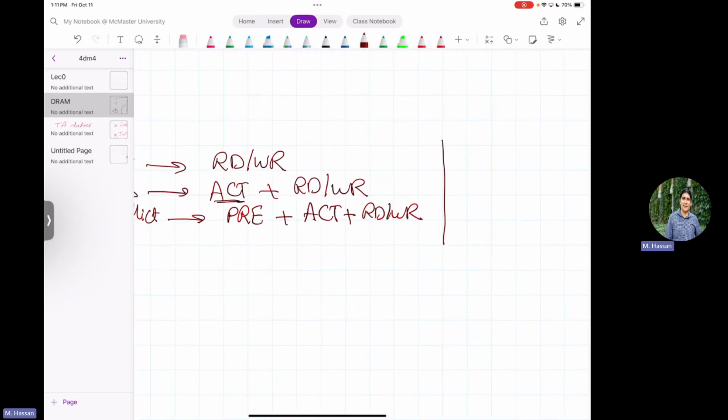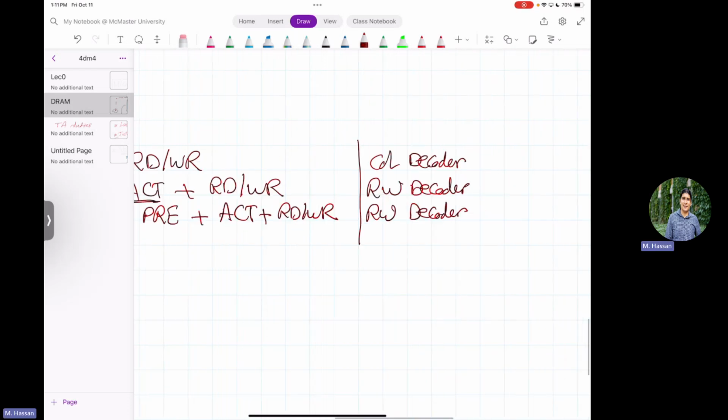You mean which ones need row bits and which ones need column bits? Yeah. When you say row bits, you definitely have to go through the decoder. That's correct. So the first one only needs the column decoder. The second one and the third one, they need the row decoder, definitely. Okay. And then the column decoder. In all cases, you have to do a read-write anyway. So in all cases, you need the column decoder.